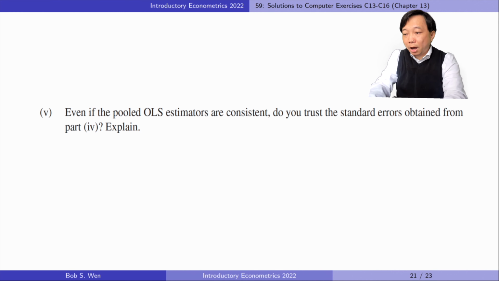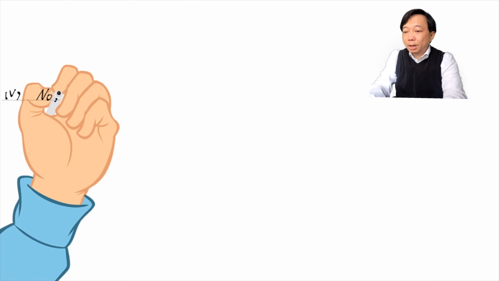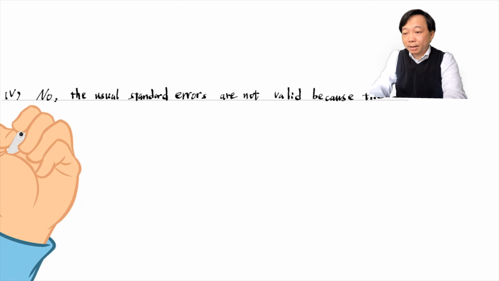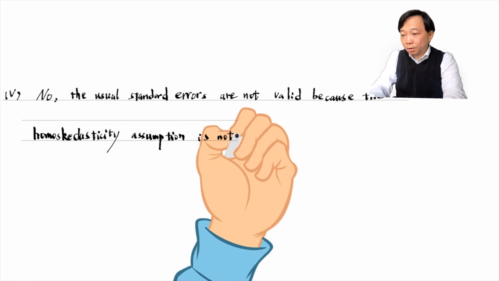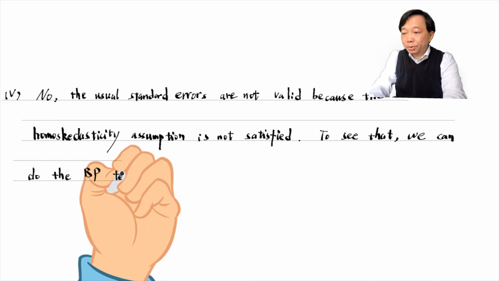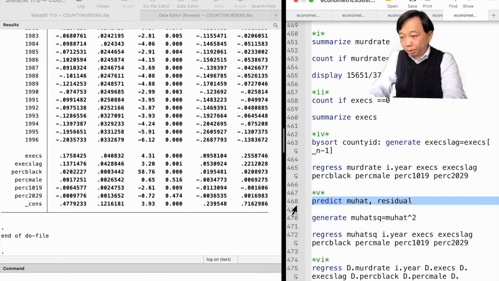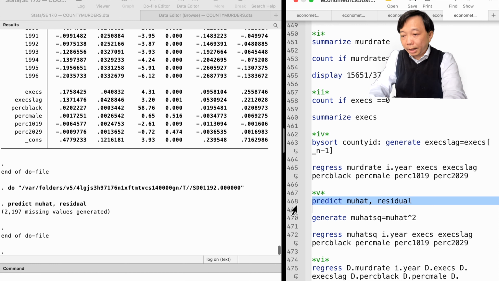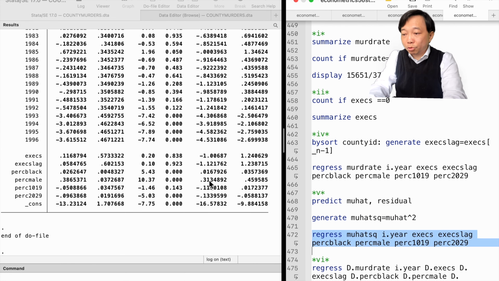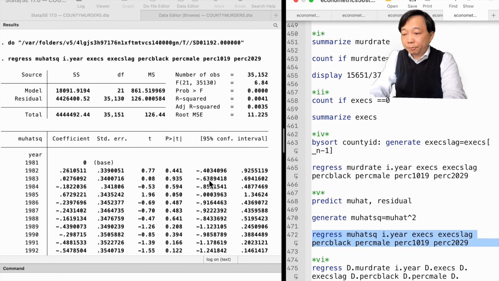In Part 5, we are asked whether the standard errors obtained from Part 4 are valid. No, the usual standard errors are not valid because the homoscedasticity assumption is not satisfied. To see that, we can do the BP test. We use the predict command in Stata to obtain the residuals and then square the residuals.